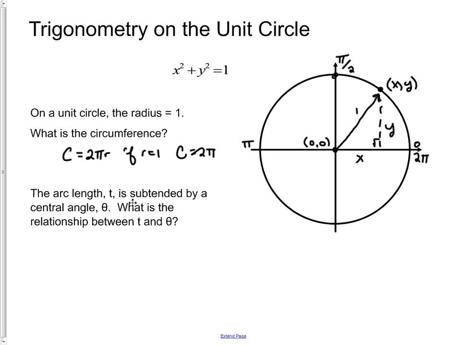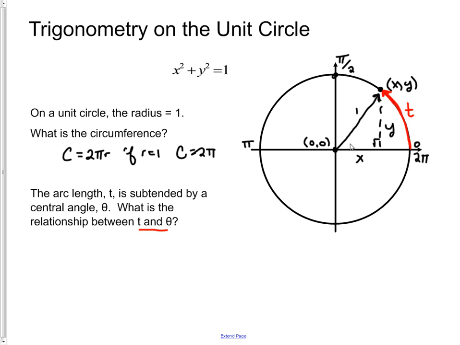The arc length t is subtended by a central angle theta. What is the relationship between t and theta? Well, okay, what do we mean by that? Here's a quick question. Arc length t. So, all right, we find some arc length here then. So the arc length is simply a distance around the edge of the circle until we get to a point. So let's call that arc length t. What could we say then about the relationship between t and theta?